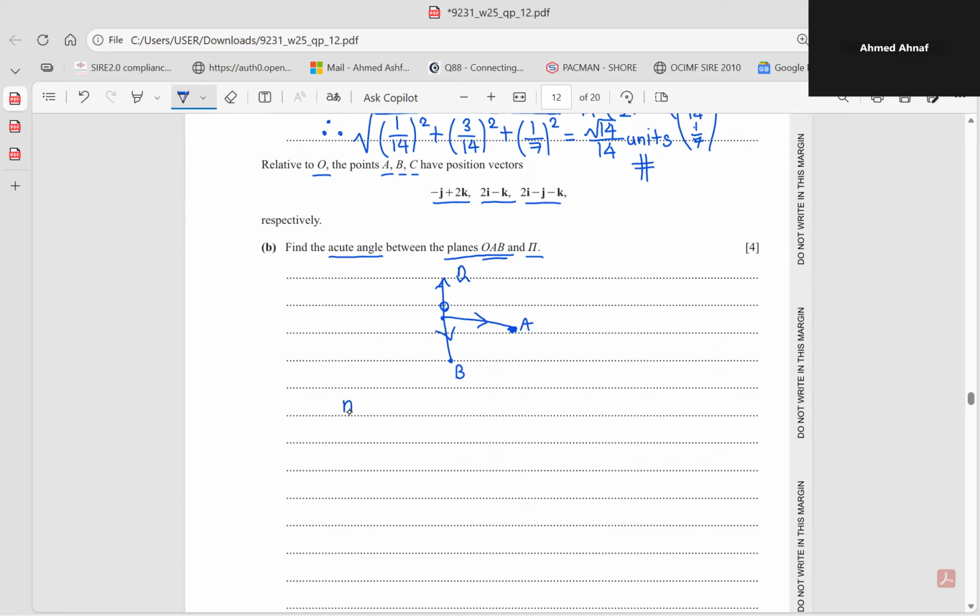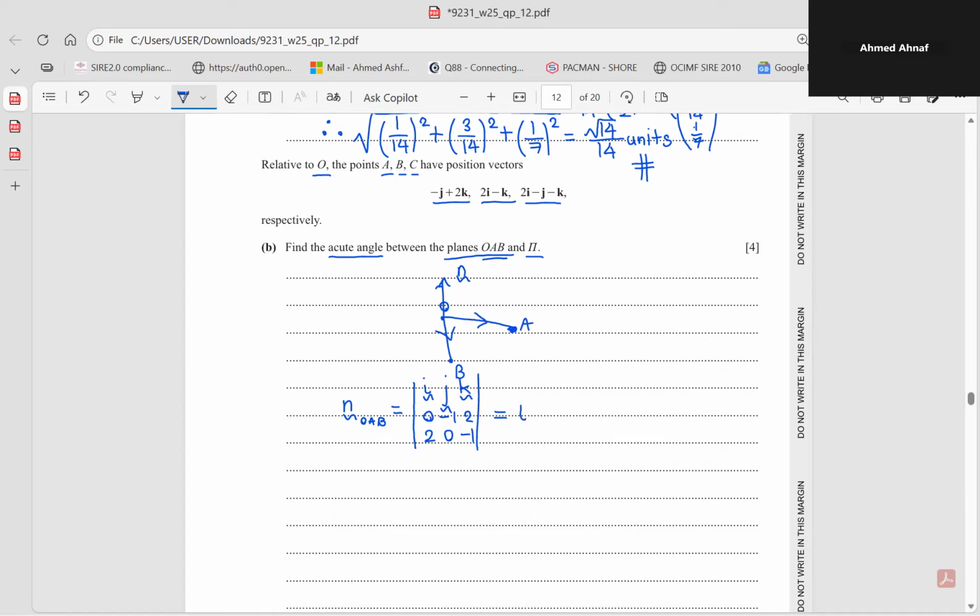Okay, so the normal to OAB equals i, j, k of OA. So OA is minus j plus 2k, so it's 0, minus 1, and 2. And OB is 2i minus k, so 2, 0, minus 1. Okay, so I'm just going to use the calculator to find this.